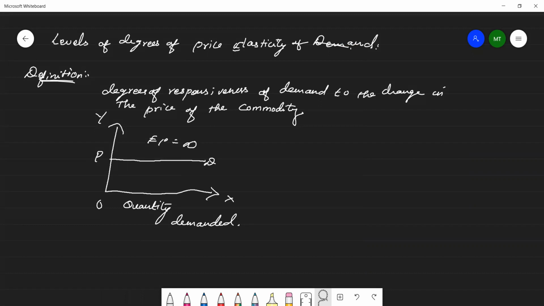In perfectly elastic demand, the demand curve is a horizontal straight line parallel to the x-axis. So a small rise in the price of the commodity can result in a greater fall in demand.